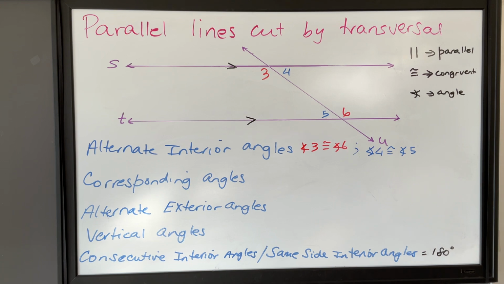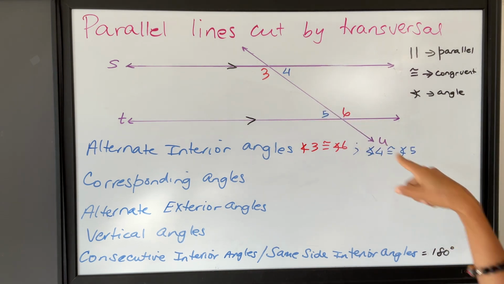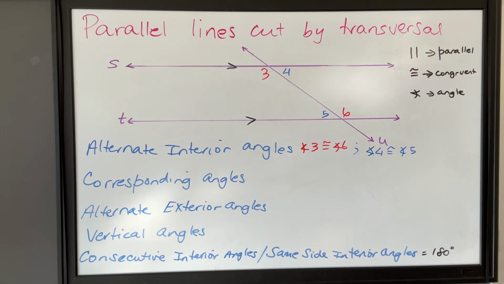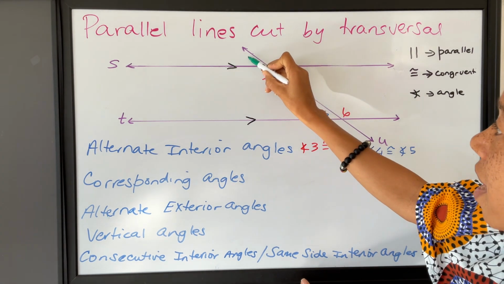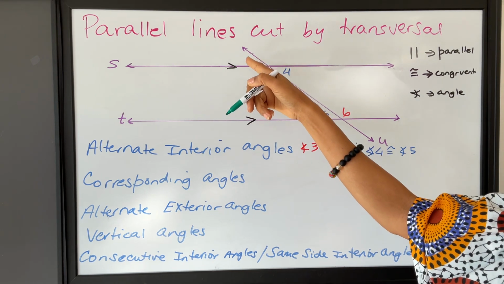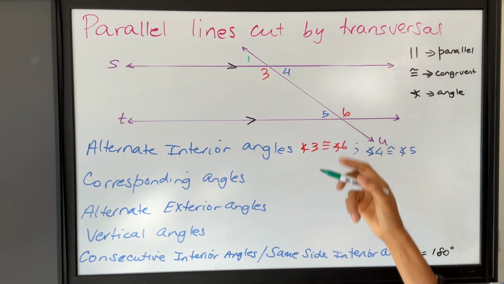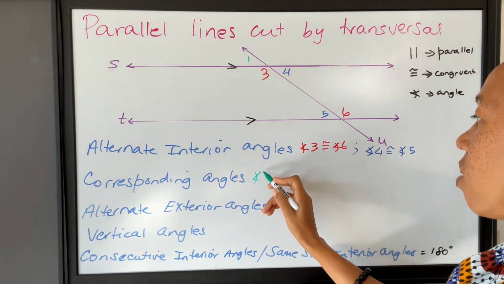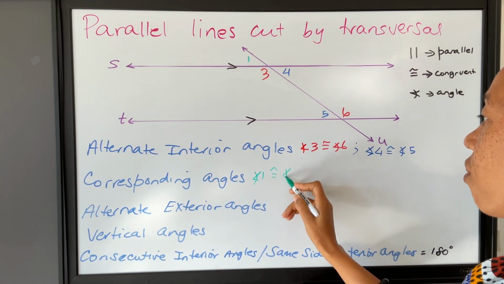The corresponding angles are different. They are formed when one of the angles is located on the outside of the two parallel lines and one is located on the inside of the two parallel lines, but on the same side of the transversal, which is line U. So let's notate that. If I have angle 1 here, now angle 1 is going to be congruent to angle 5. So I can start off with the first one: angle 1 is congruent to angle 5.